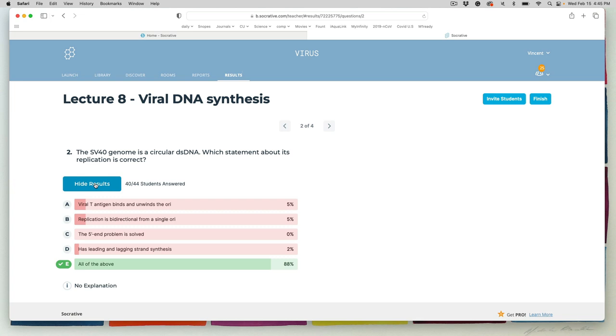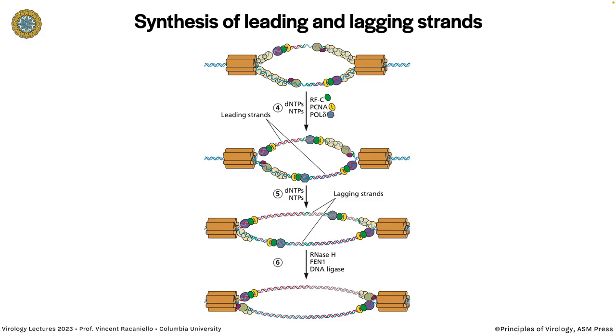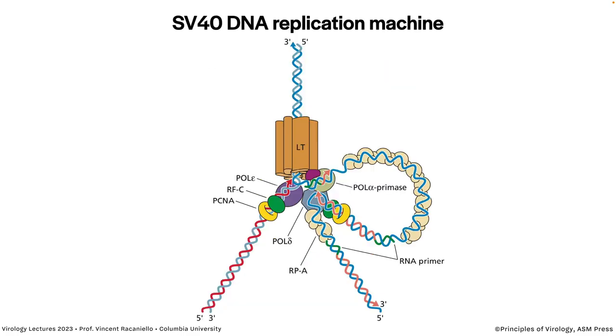T antigen binds and unwinds the ori. Replication is bidirectional from a single ori. The 5' end problem is solved because we have a circular molecule, and leading and lagging strand synthesis.